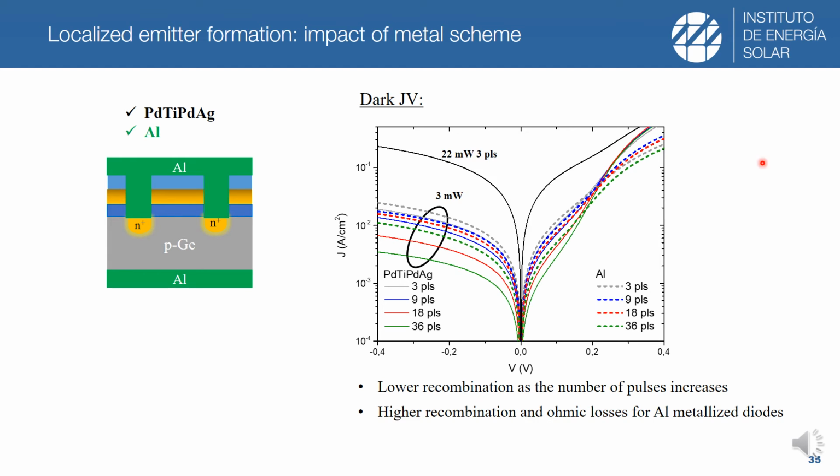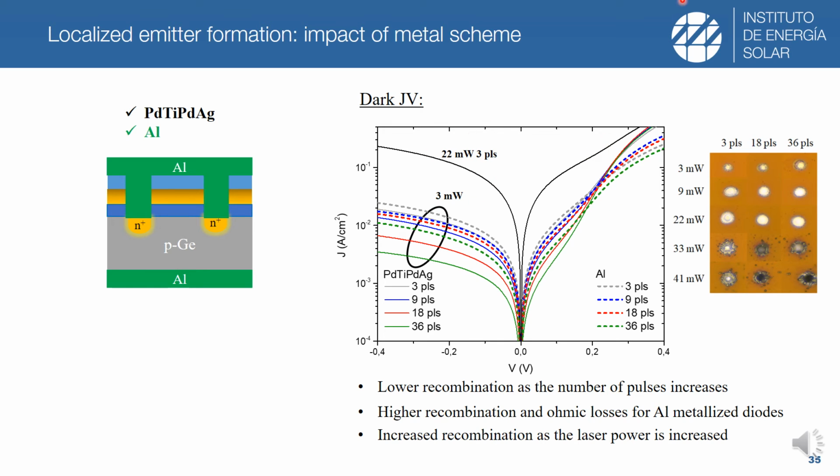If we analyze also the impact of changing the laser power, you can see that a very high increase in the leakage current and in the level of shunting was detected for higher laser power conditions.